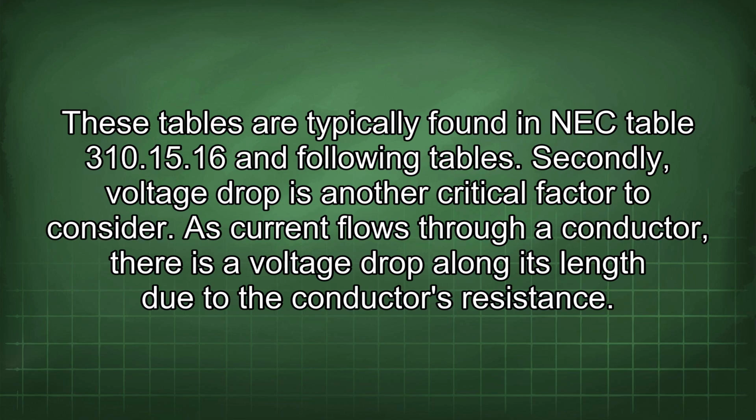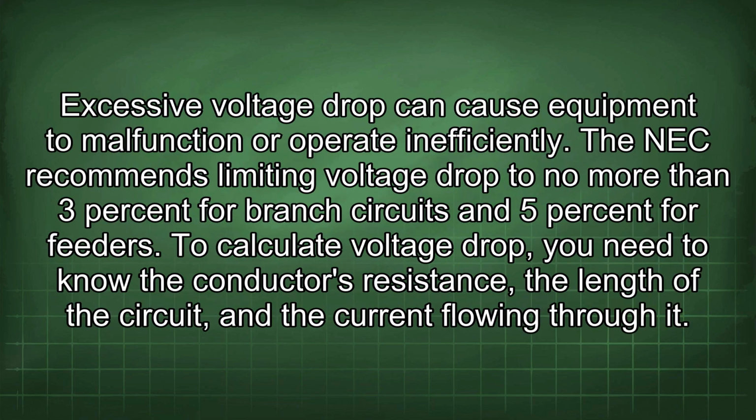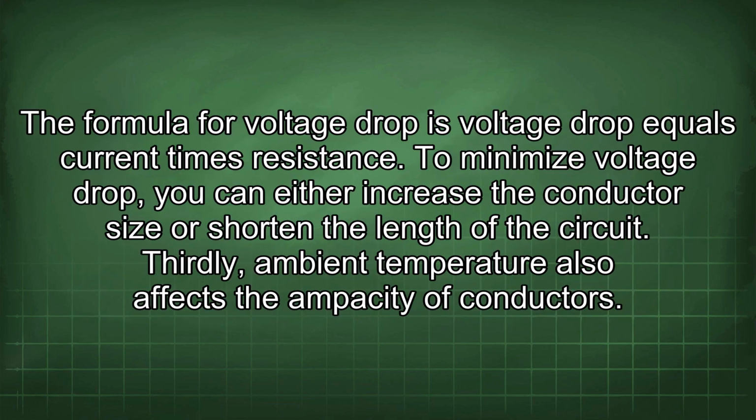Secondly, voltage drop is another critical factor to consider. As current flows through a conductor, there is a voltage drop along its length due to the conductor's resistance. Excessive voltage drop can cause equipment to malfunction or operate inefficiently. The NEC recommends limiting voltage drop to no more than 3% for branch circuits and 5% for feeders. To calculate voltage drop, you need to know the conductor's resistance, the length of the circuit, and the current flowing through it. The formula for voltage drop is voltage drop equals current times resistance. To minimize voltage drop, you can either increase the conductor size or shorten the length of the circuit.